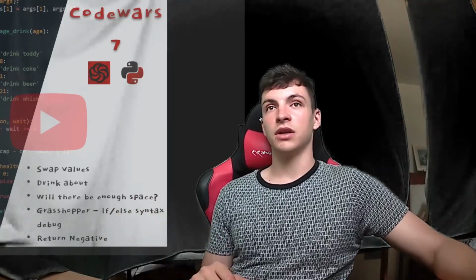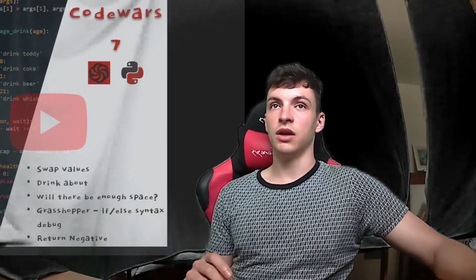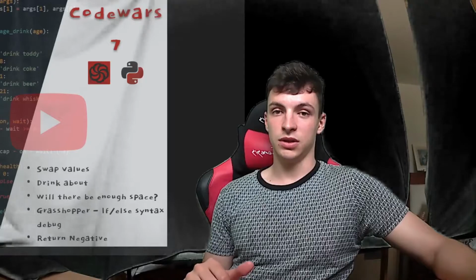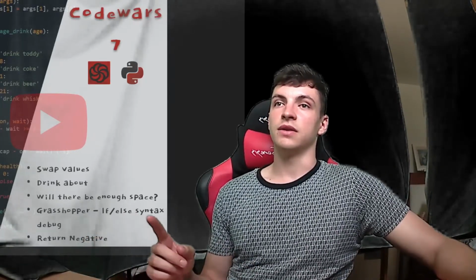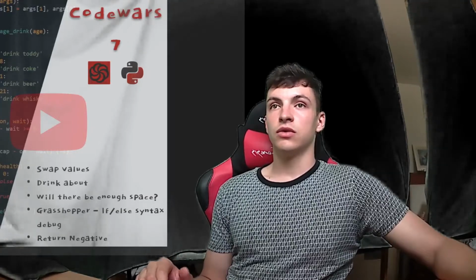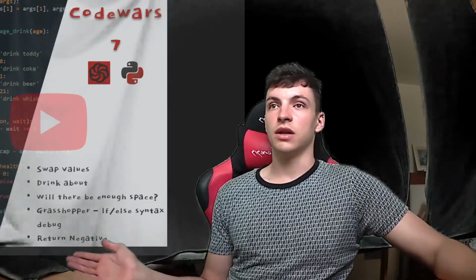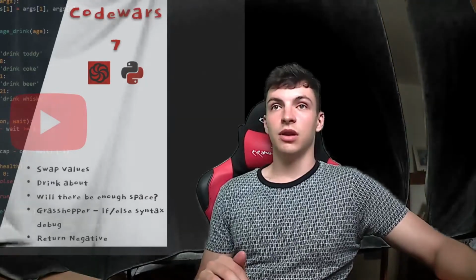And in this function we also will be using an if statement and some comparison values, and also we return the result with minus result. And in the Grasshopper we will be debugging if else syntax and returning true or false. And in the last one, return negative, we will be returning the negative number using an if statement and also a minus value. So let's get started.